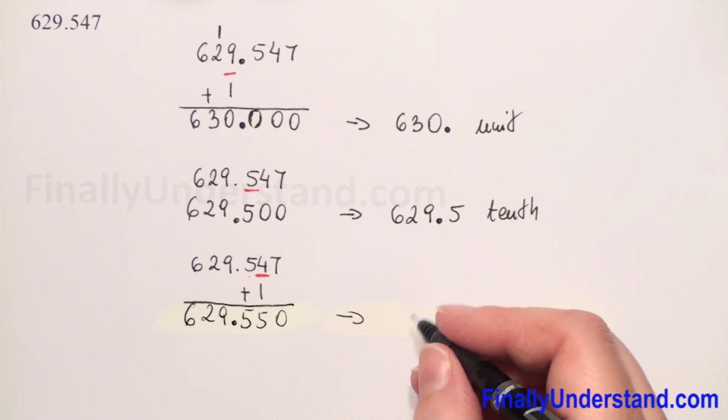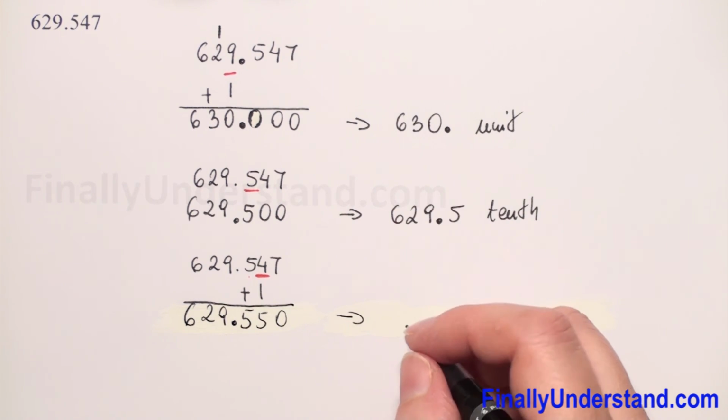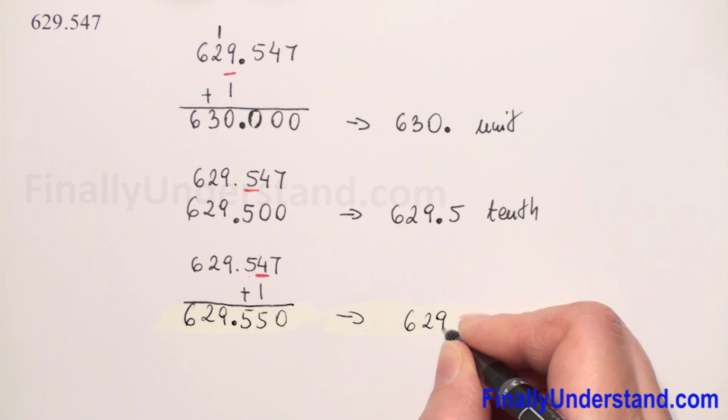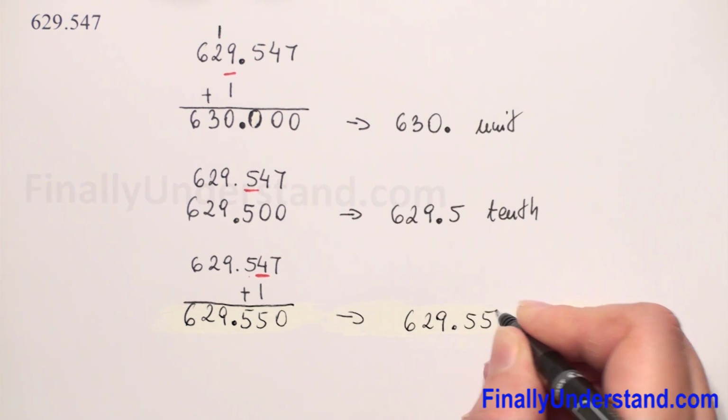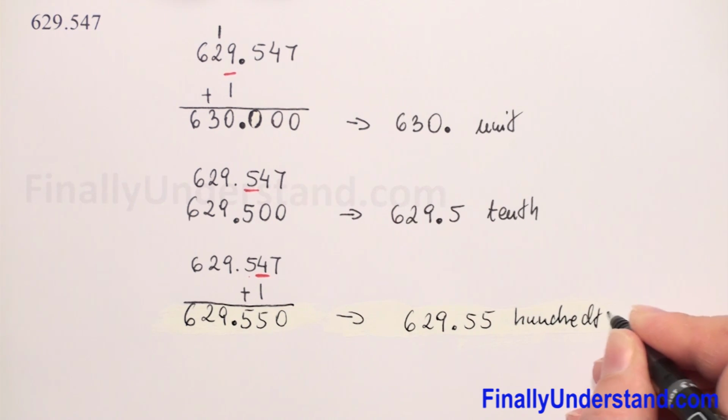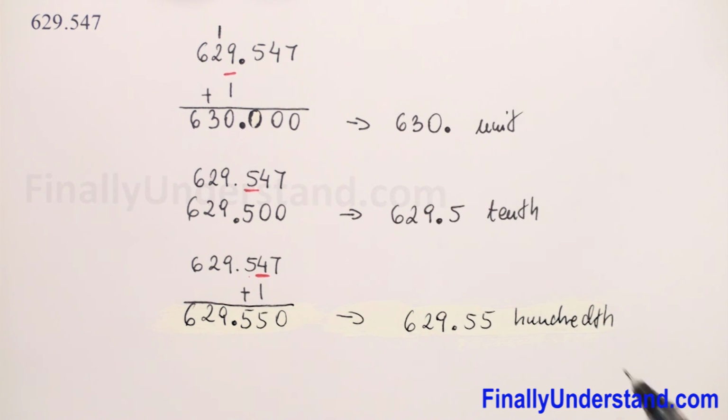So our number rounded to the nearest hundredth will be 629.55. That was rounding to the nearest hundredth. This is my solution.